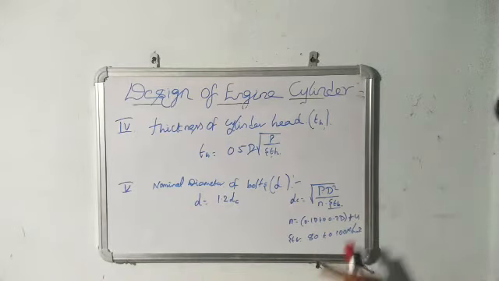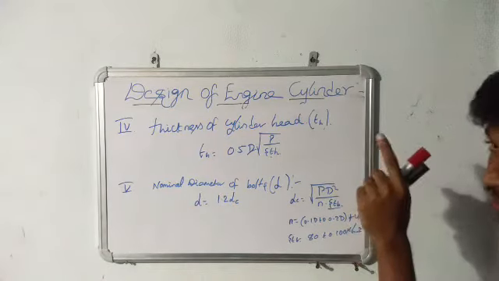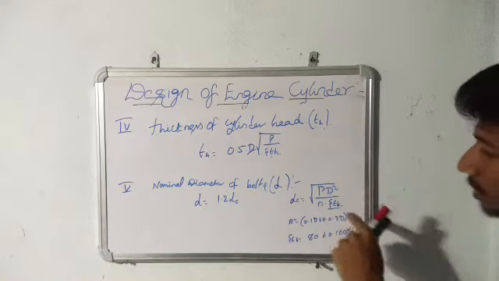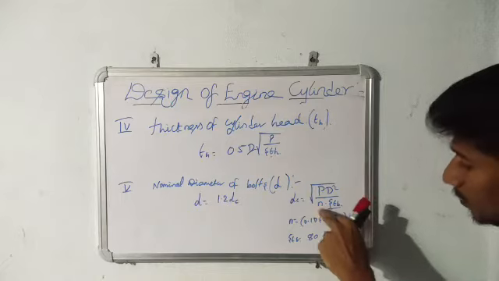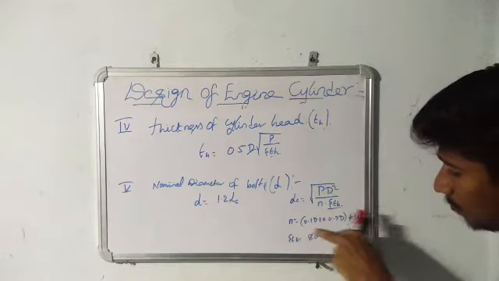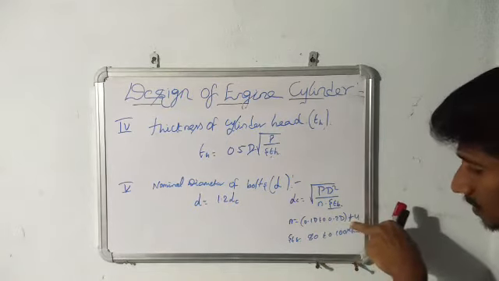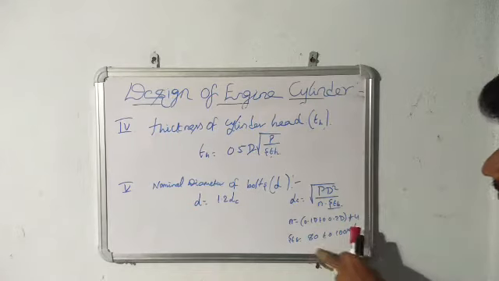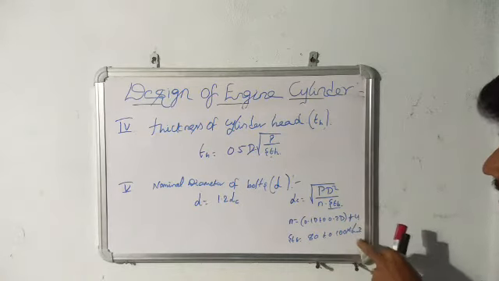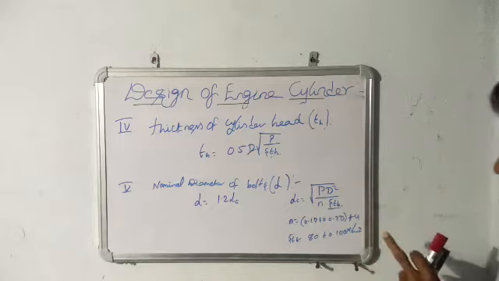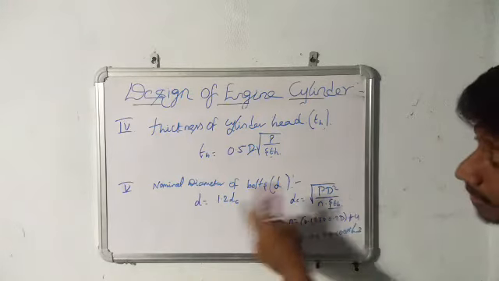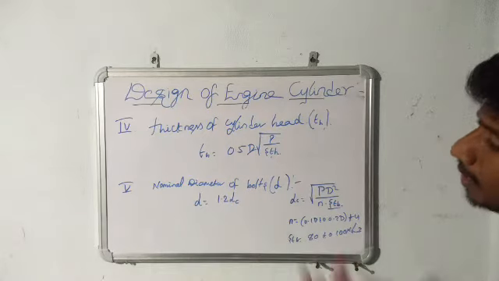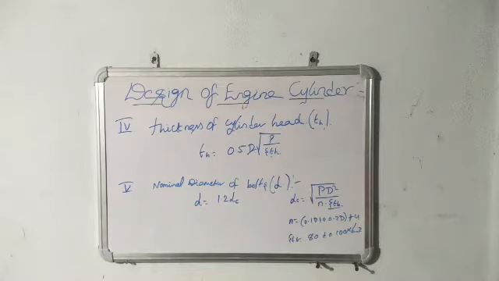The diameter of the cylinder we already derived in the first equation, and P, the maximum pressure, is given in the problem. N is the number of bolts, which we find with the help of this equation. And finally STB is the standard value, 80 to 100 Newton per mm square. By substituting these, we get the core diameter. When we know the core diameter, it is easy to find the nominal diameter of the bolt. So this is the fifth step.